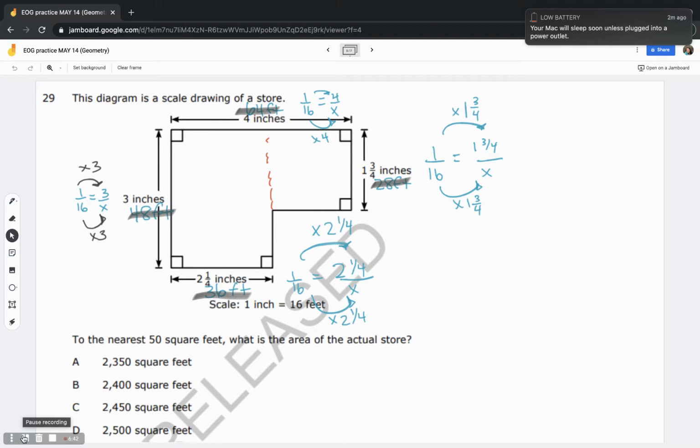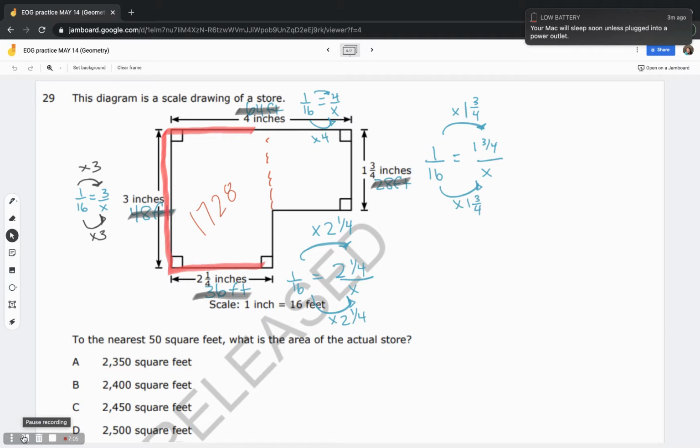So my first rectangle is 36, and it has a height of 48. So I'm going to do 36 times 48, and that's going to give us an area of 1,728.